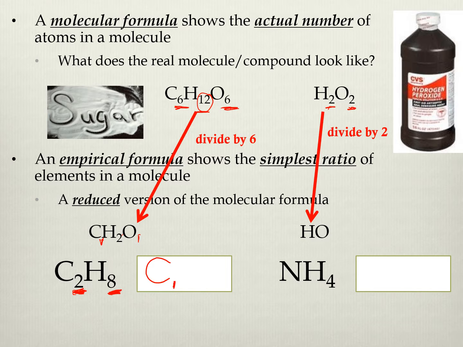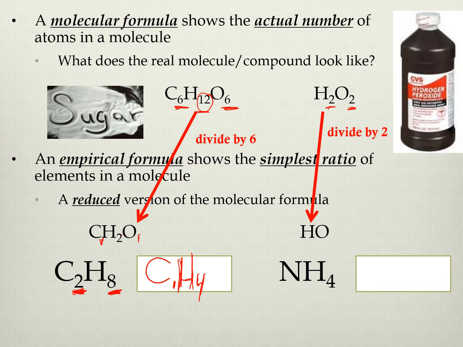And if we take 2's out of the 8 H's, 8 divided by 2 gives us H4. So that would be my empirical formula. The actual molecule would look like C2H8, but the empirical formula, the simplified version just to give us a general sense, would be CH4.